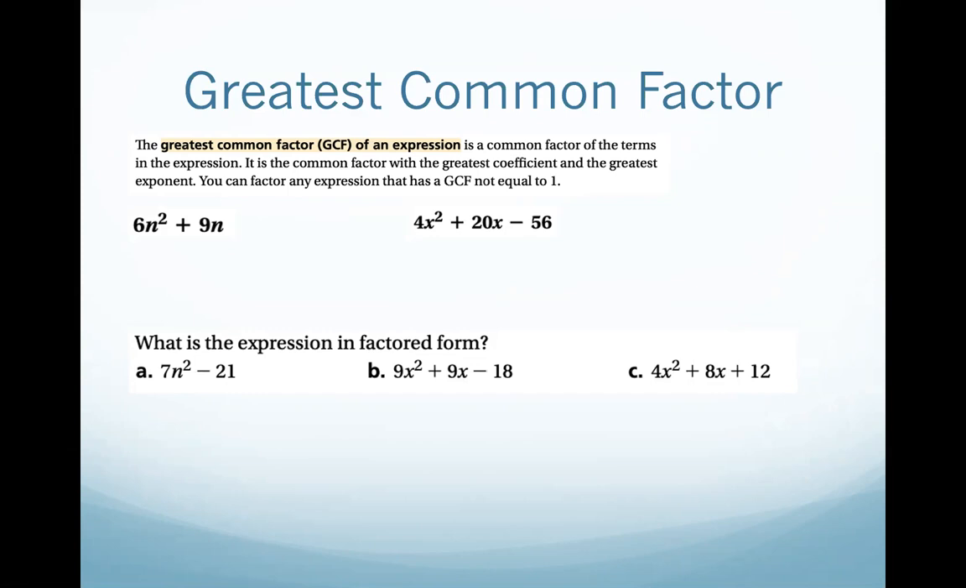The reason we're looking for a greatest common factor, GCF, is because that's going to make the numbers that we need to factor even smaller. So let's look at a couple of examples, and then I'm going to have you try a couple of examples.